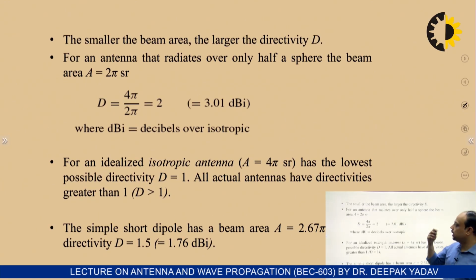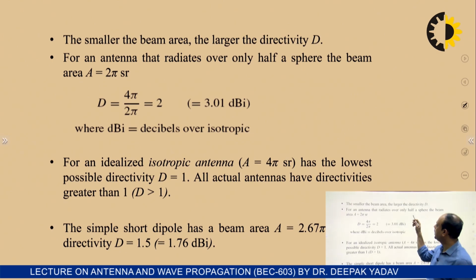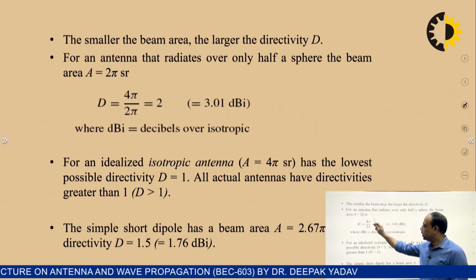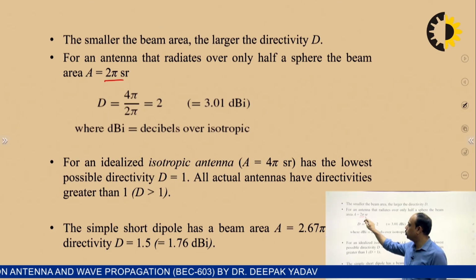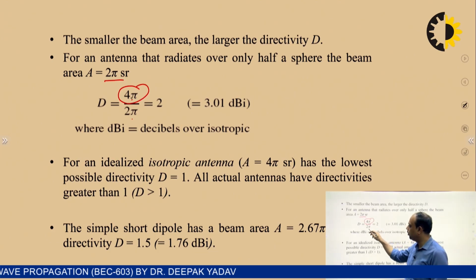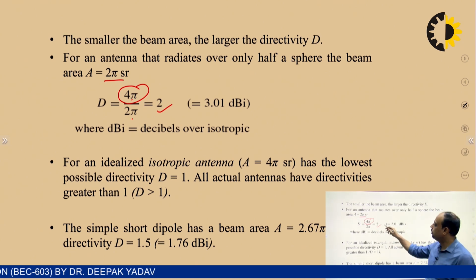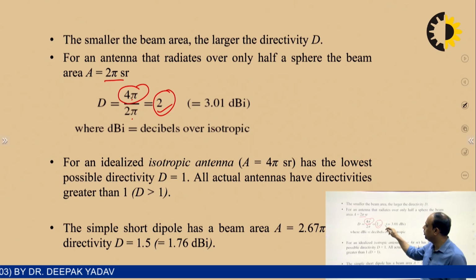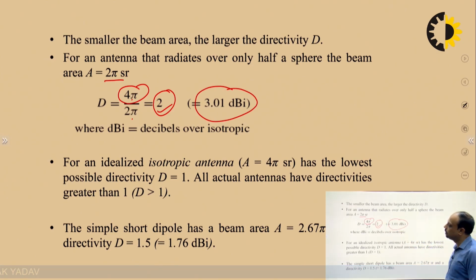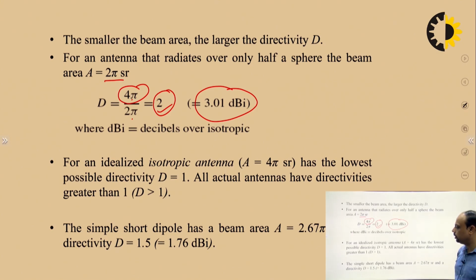So let's take an example, like we have the directivity that is equal to 2. If we have the beam area of 2 pi steradian and the total beam area of 4 pi, then 4 pi divided by 2 pi, that is directivity is equal to 2. So if we convert this ratio into dB scale, then we have 3.01 dBi representation of the directivity.